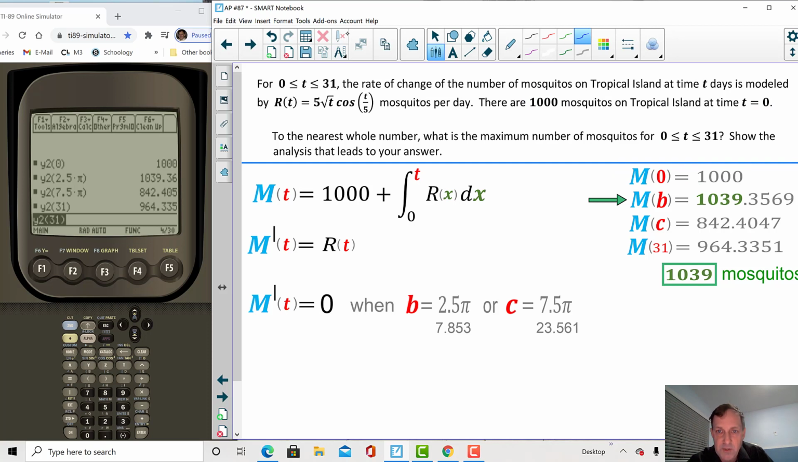I always want to end by making sure that we answer the question. It says, what is the maximum amount of mosquitoes? So we got 1039. And remember, it says round to the nearest whole number. So that's why we do not include the 0.356. It does say to show the analysis that leads to your answer. So you can't just put the correct final answer. They want to see your work.